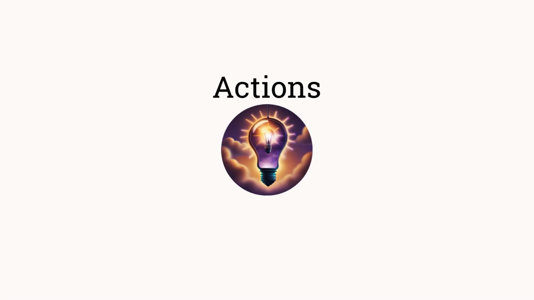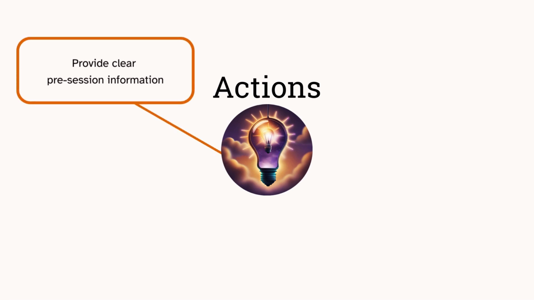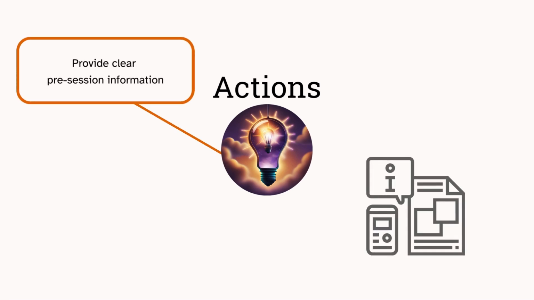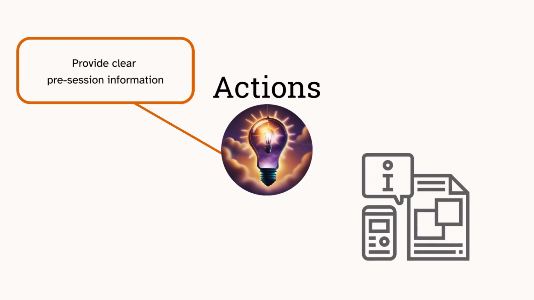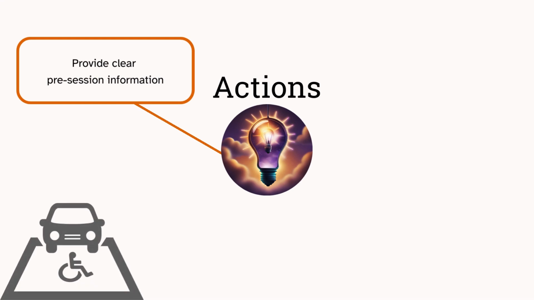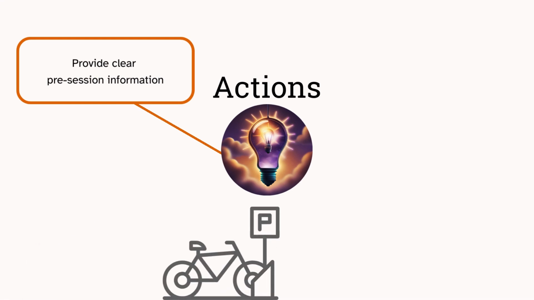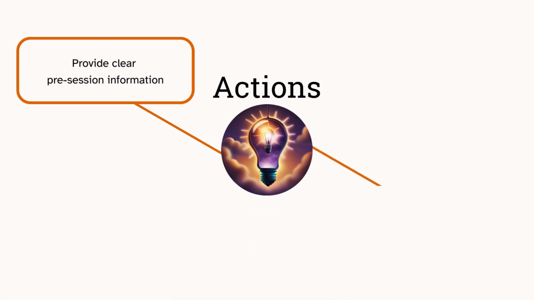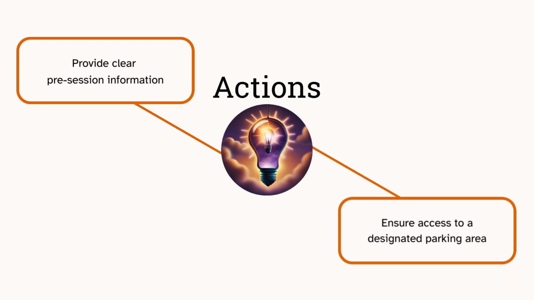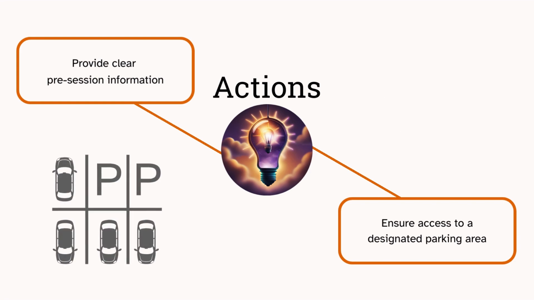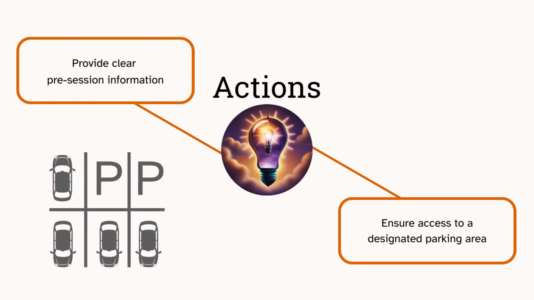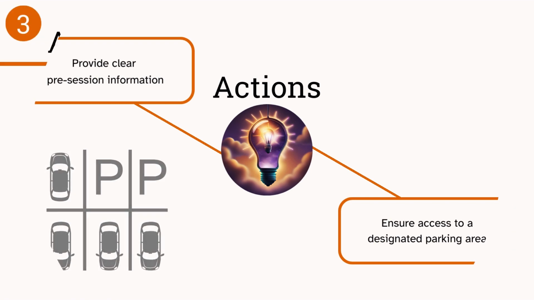Actions. Review the pre-session information that you send to volunteers to make sure everyone knows how to find the volunteering site quickly and easily, and what facilities are available, such as a designated parking area, bicycle racks, and so on. If there is no designated parking area for people with disabilities, take steps to fix this. This may be easier than you think, for example, turning 3 existing spaces into 2 designated spaces instead.